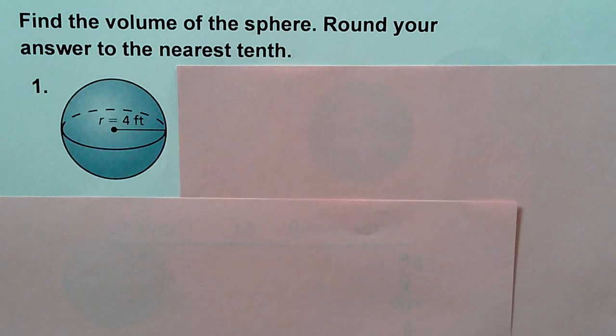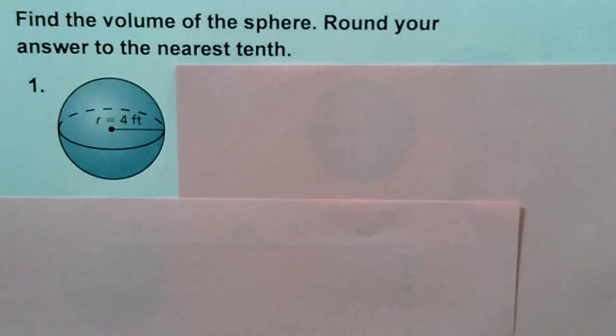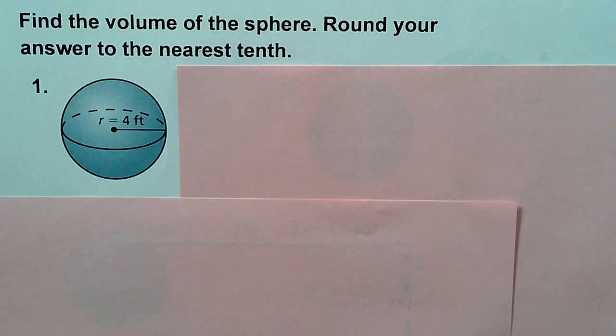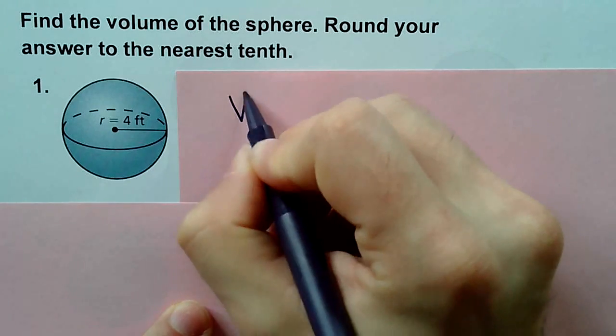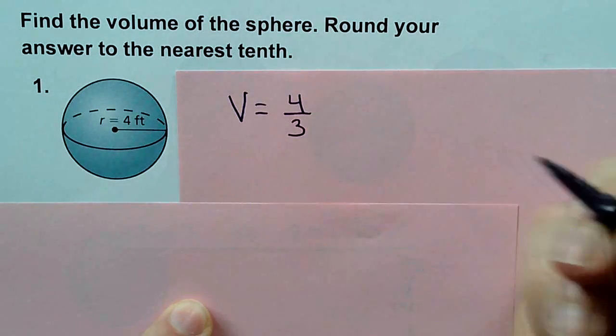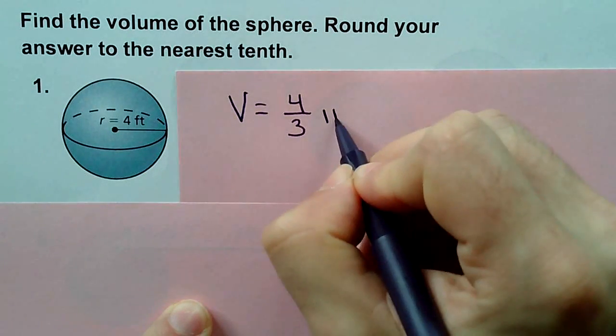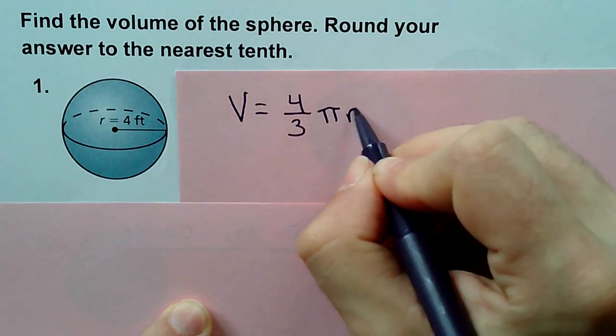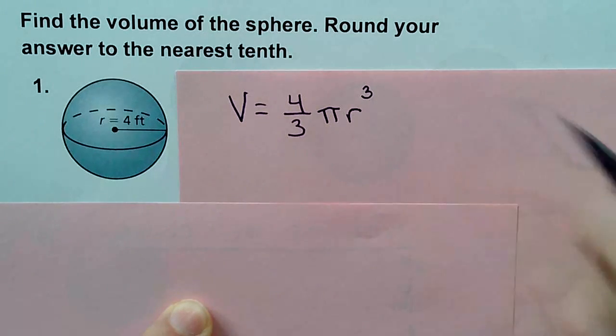So spheres have a little bit more complicated formula. It comes from a little bit more calculation from cones and cylinders and all that. So we're just going to look at what the formula itself is. So right off the bat, we have a new formula. It is 4/3 times pi times the radius cubed.